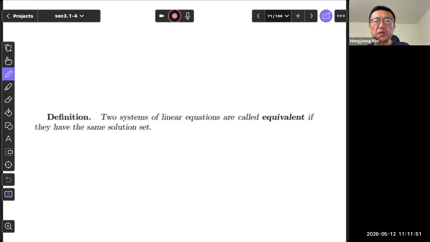Now, first, two linear systems are said to be equivalent if they have the same solution set. Then we say two systems are equivalent. Now, our goal will be the following. Given some Ax equals b problem, we will derive some systems which are simpler to handle but equivalent.